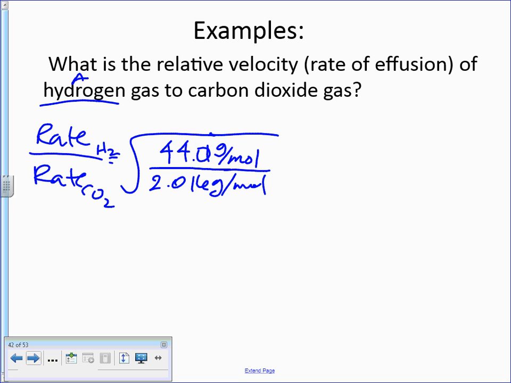And then you'll notice that the grams per mole cancel each other out, so we're just stuck with a number. No unit, just a number. Everybody pull out your calculators, give me that number.